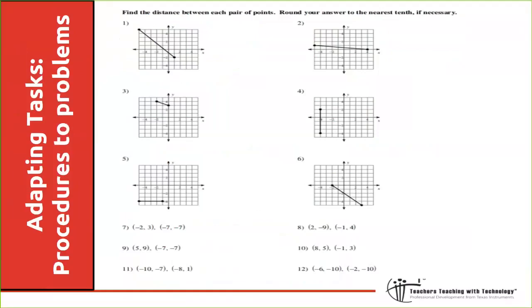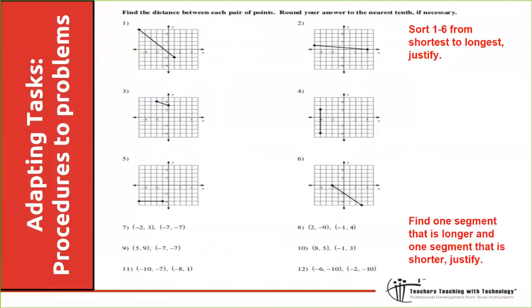The strategy of turning procedures into problems is nothing more than this: we would still have our students do 1 through 12, or maybe only 1 through 4 and 7 through 10, taking a few practice problems away, but we ask them something additionally. Sort problems 1 through 6 from shortest to longest and justify that. Then with 7 through 12, find one segment that is longer and one that is shorter.